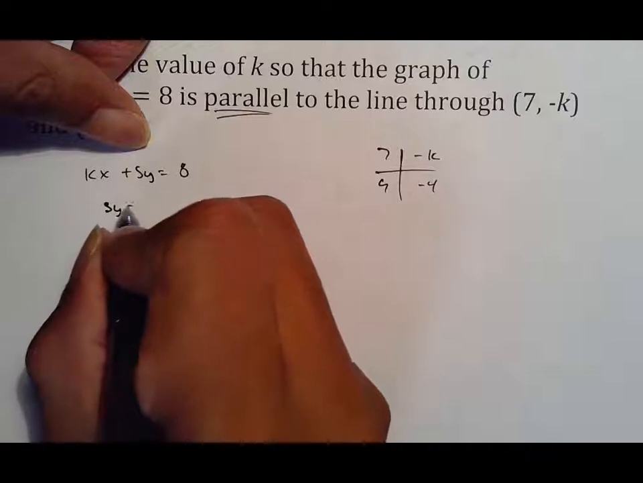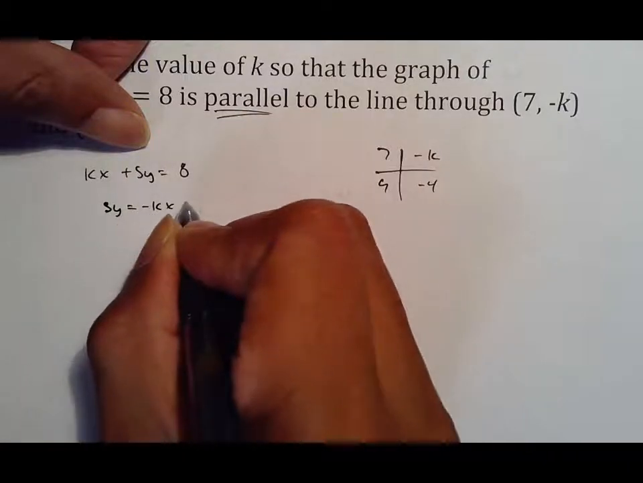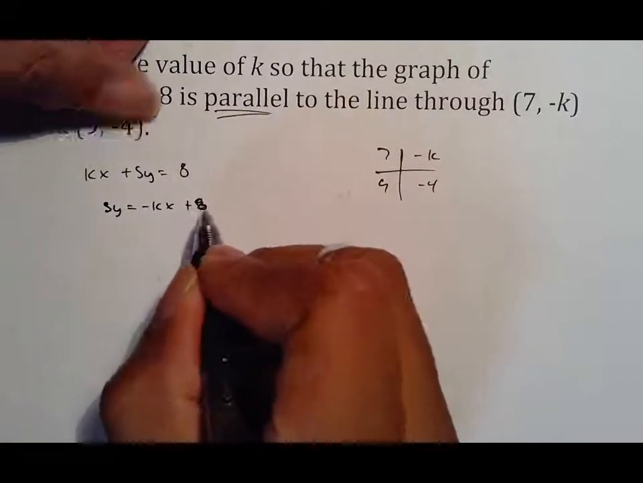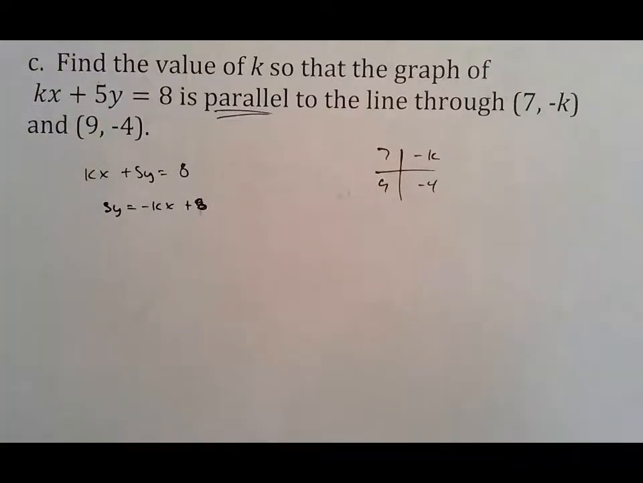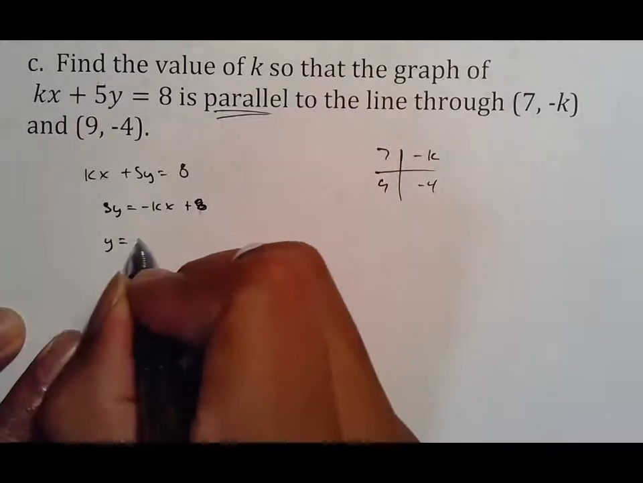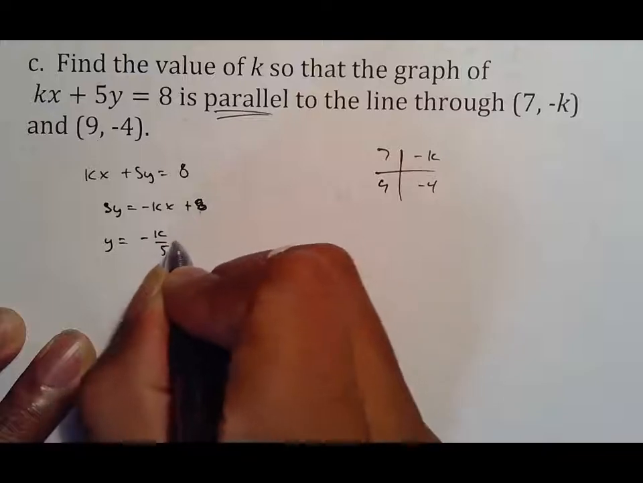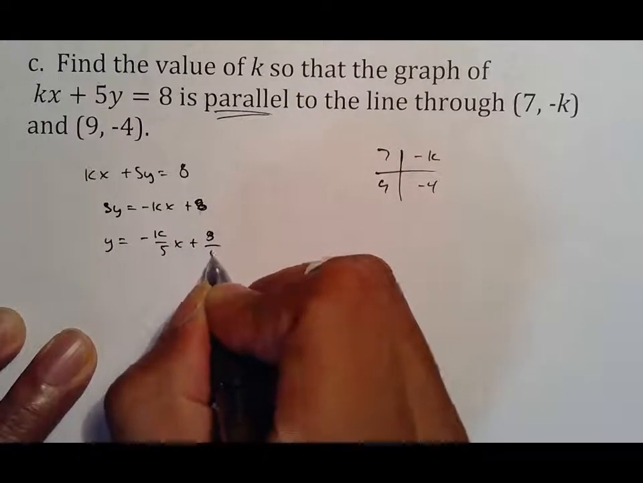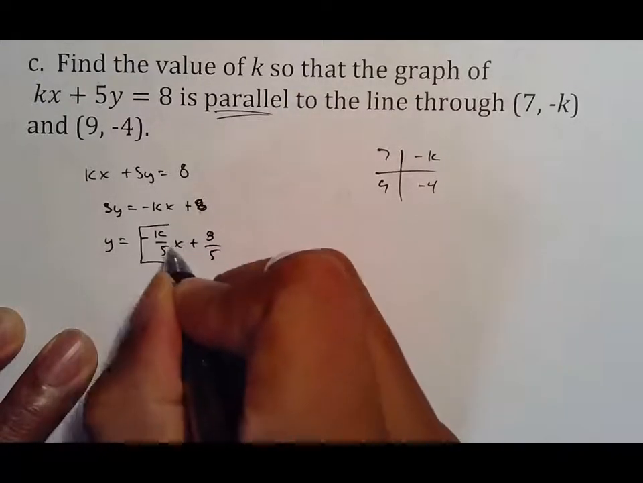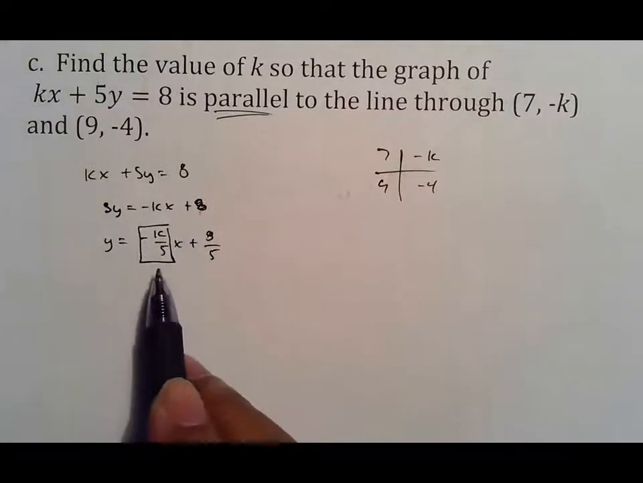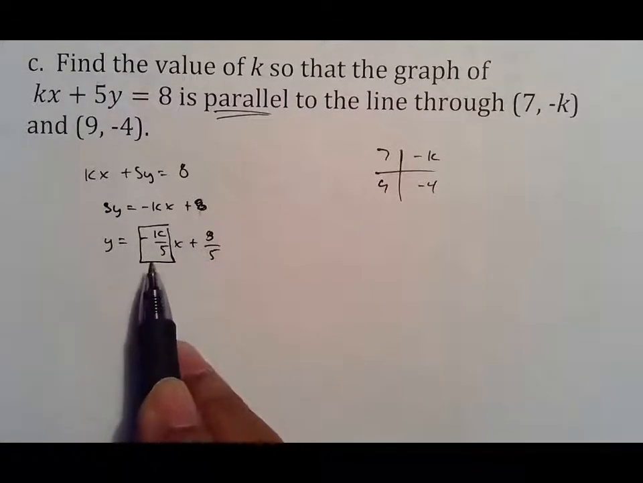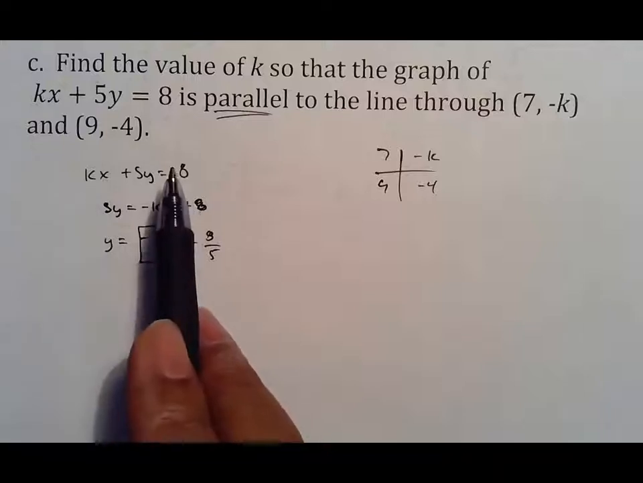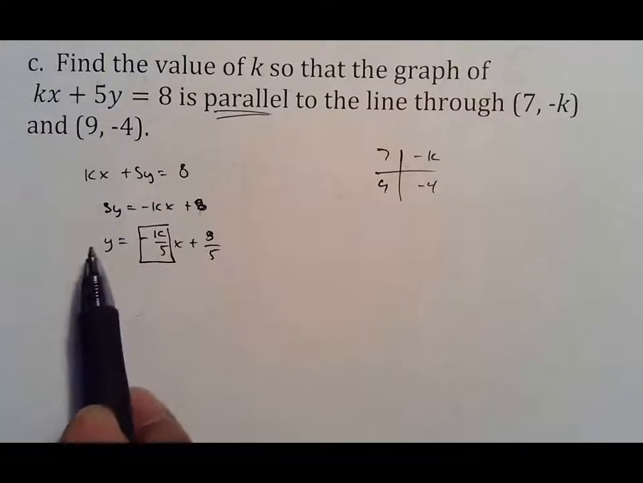which means I have to do 5y equals negative kx plus 8. Remember, that's how I find the slope of an equation, is by getting y by itself. I then divide everything by 5, getting y equals negative k over 5x plus 8 over 5. But the bottom line here is the slope of this equation is negative k over 5. That is important. Again, they gave me an equation. To find the slope of that equation, I get y by itself.